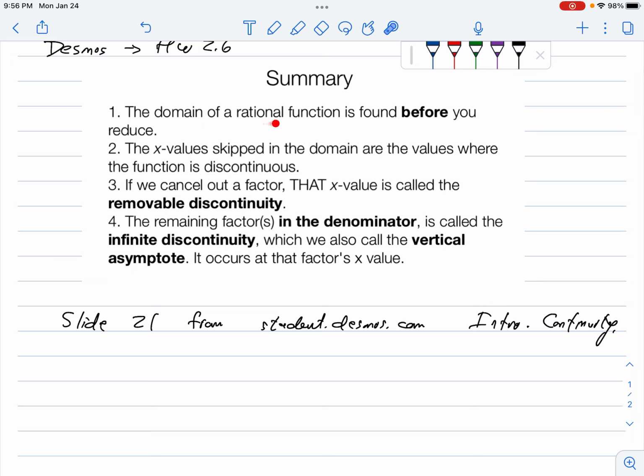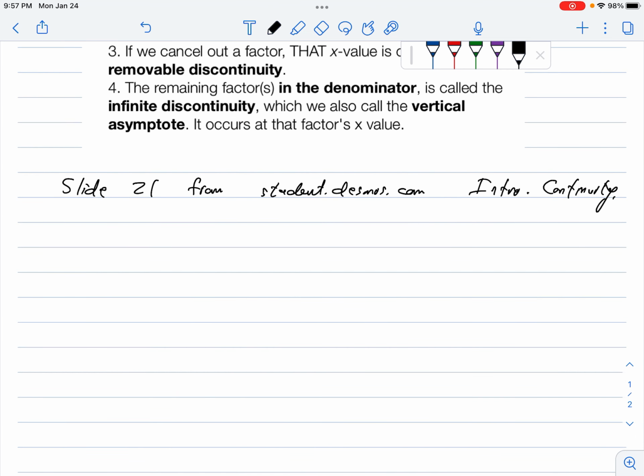So the domain of a rational function is found before you reduce, right? So we had talked about how that's your number one first step, the domain. Then the x values skipped in the domain are the values where the function is discontinuous. So the discontinuities are directly related to the domain. Okay, if we cancel out a factor, that x value is removable. The remaining factors, only the ones in the denominator, we call infinite, forever problems. Another name for them is vertical asymptote. And we're going to talk a little bit more about asymptotes today.